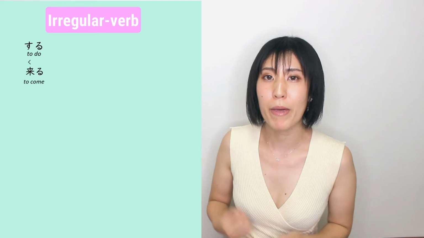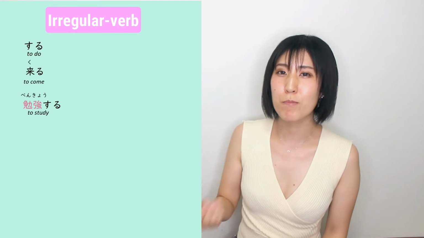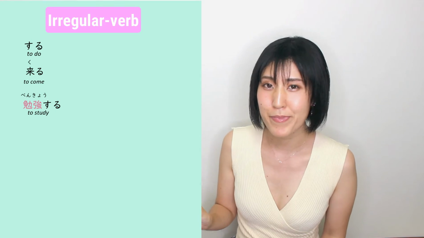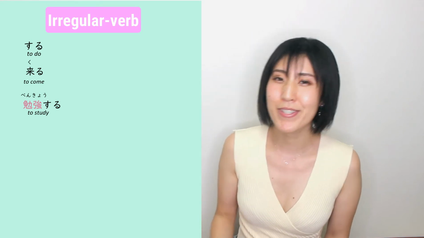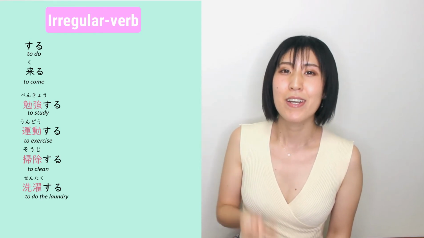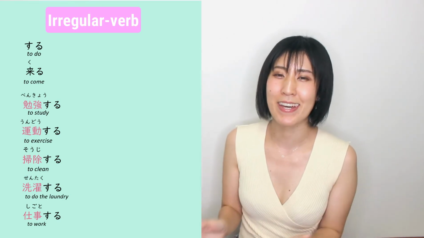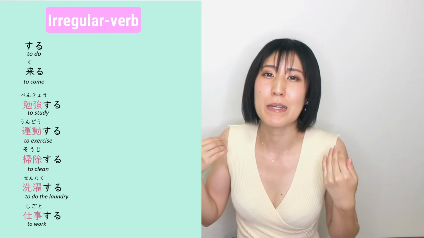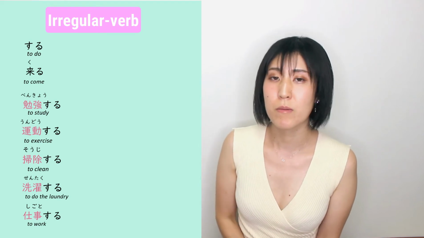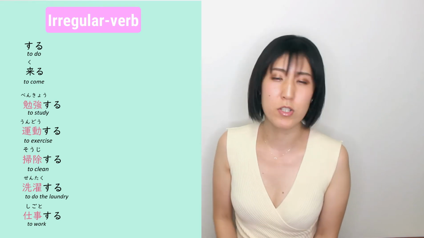For example, 勉強する. 勉強 is actually a noun, study. But if you put suru at the end, 勉強する is to study, the verb. 運動する, same. 掃除する、洗濯する、仕事する, like this. There are so many nouns that you can say する at the end and make it a verb. You can put を between the noun and verb, like 仕事をする, but you don't have to say it all the time. So 仕事する is okay, 仕事をする is also fine.